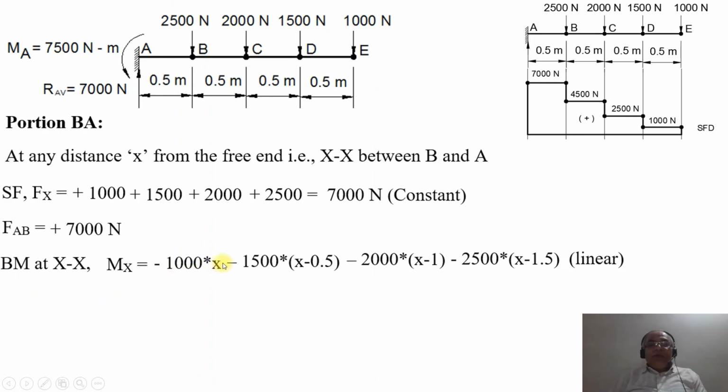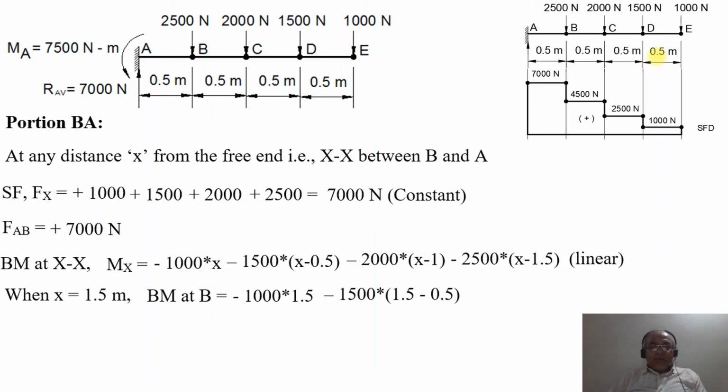Then, when you are considering the value of x as 1.5, what should be the value you get? Substitute the value of x as 1.5, that will be the bending moment at the point B, which is MB, equal to minus 1000 into 1.5, minus 1500 into 1.5 minus 0.5, minus 2000 into 1.5 minus 1, minus 2500 into 1.5 minus 1.5, which becomes 0. So minus 0, which on simplification you will get as minus 4000 Newton meter.